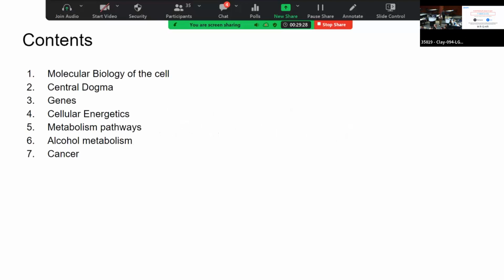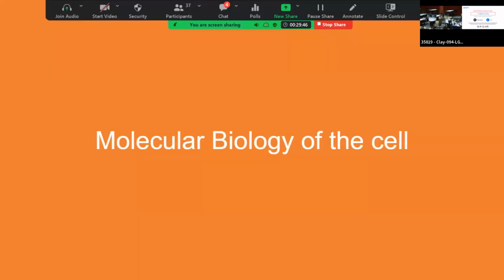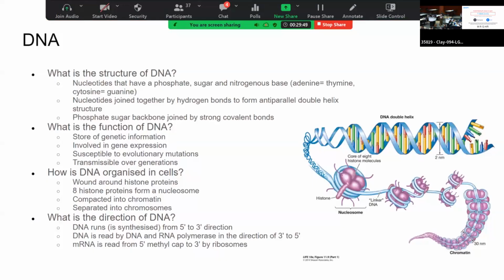Okay, so this is how we're going to run through things. Starting with molecular biology of the cell, going to central dogma, genes, cellular energetics, metabolism pathways, and then specifically alcohol metabolism, and then lastly finish up with the cancer bit of the biochemistry. So first up is what DNA is, its structure, etc. There are a couple of things I want you to take away from it.